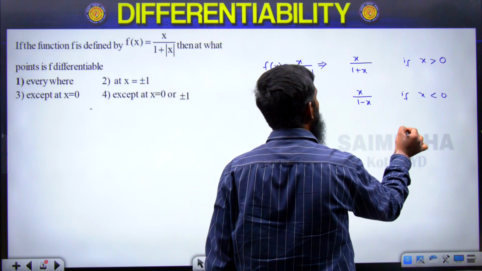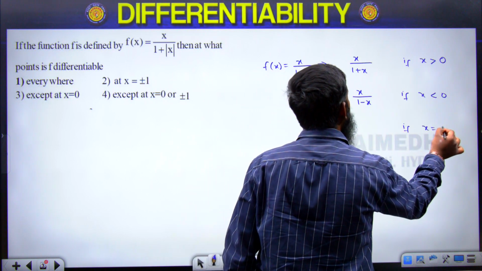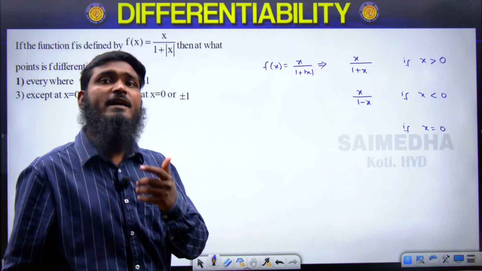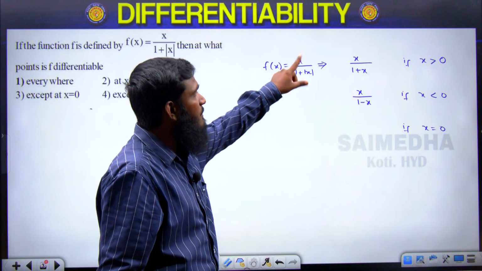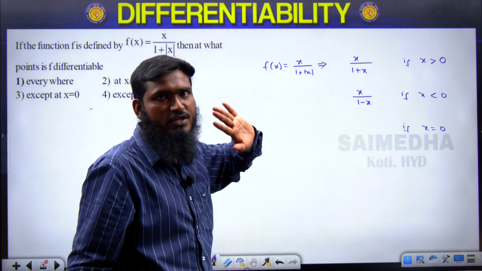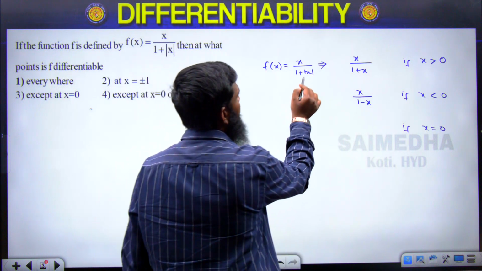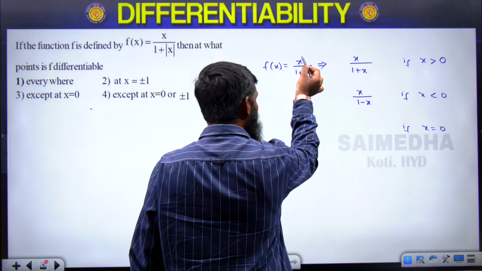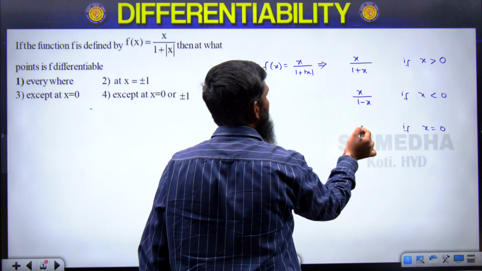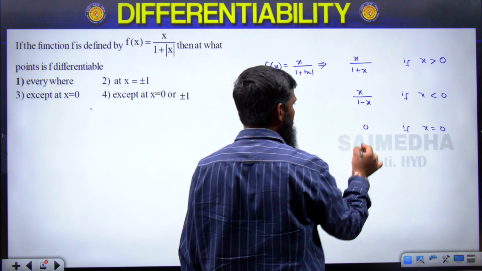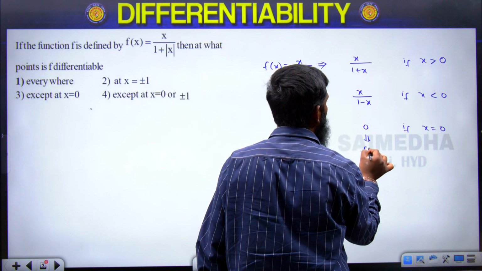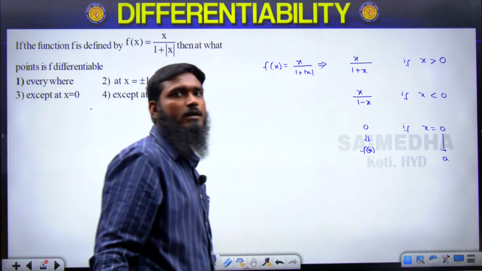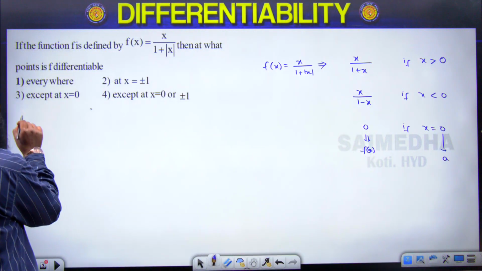Now next, third condition, if x is equal to 0, we have to substitute the x value as 0 directly in our question. If you substitute over here, then this part will become 0. So mod 0 is 0, 0 plus 1 is 1, and 0 by 1 means 0. So this part is the function value and this part is a value. Okay, now let us try to find the two values.